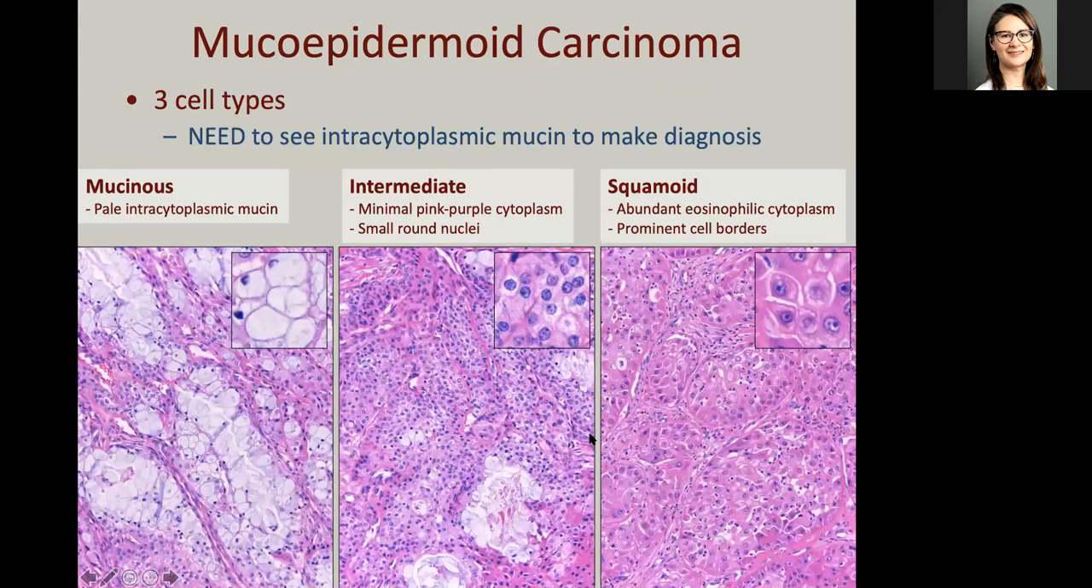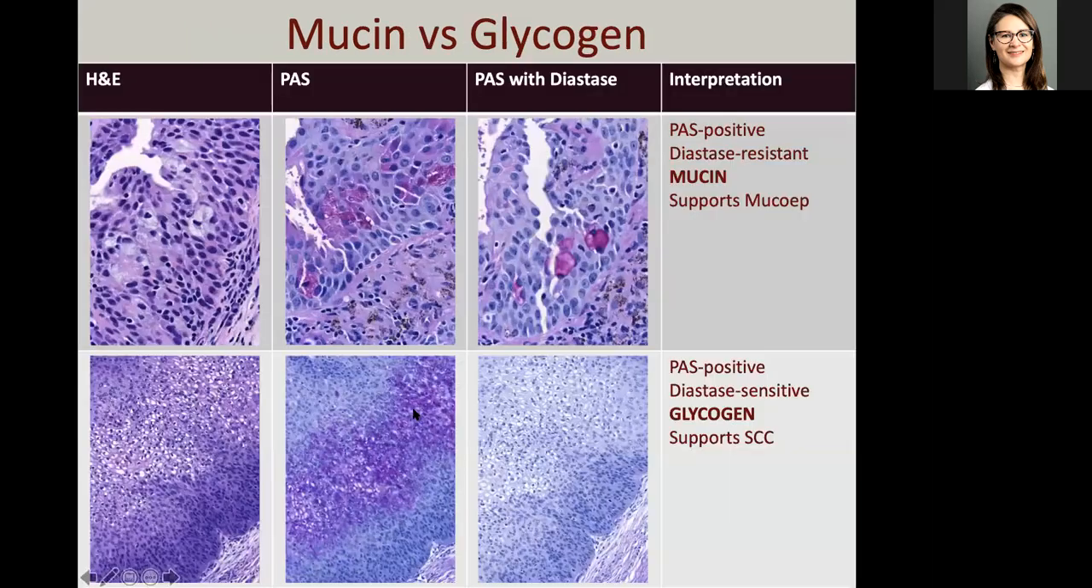All right, so the three cell types we need to see are the mucinous cells with pale intracytoplasmic mucin, squamoid on the right, which almost starts to resemble squamous cell carcinoma with very prominent cell borders with desmosomes, intercellular bridges, and pink cytoplasm. And then in the middle, these intermediate cells. Intermediate because they are neither mucinous nor squamoid. They're nondescript, very bland appearing cells.